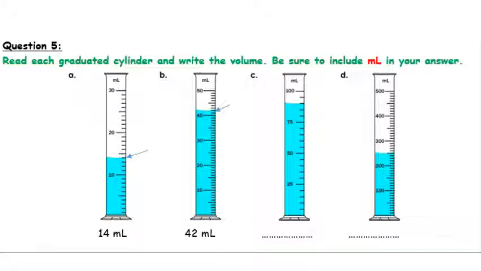Let's see. Don't forget that you must go to the eye level to read the volume on a graduated cylinder. So I'll start from 75, and as I said, each mark is 5 milliliters. So 75, 80, 85, 90. I'm adding 5 by 5 since each mark is 5 milliliters. So the volume of the liquid in this graduated cylinder is 90 milliliters.